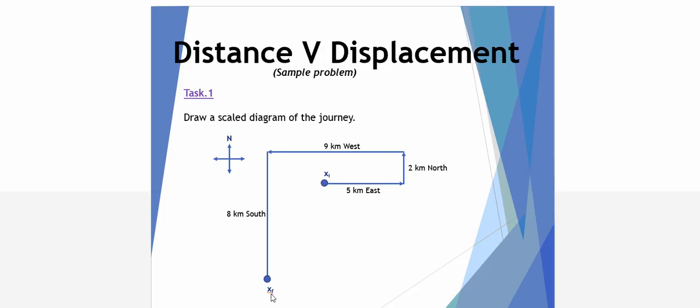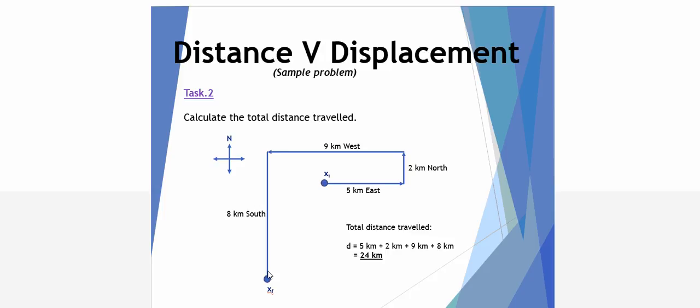So task 1. Draw a scale diagram of the journey. When we're doing scale diagrams, we need to have a reference point, and generally that's presented with the north, south, east, west cross with the direction of north shown. So the steps were from a starting position, x being position and i being initial. Postman has travelled 5 kilometres east, 2 kilometres north, 9 kilometres west, and 8 kilometres south.